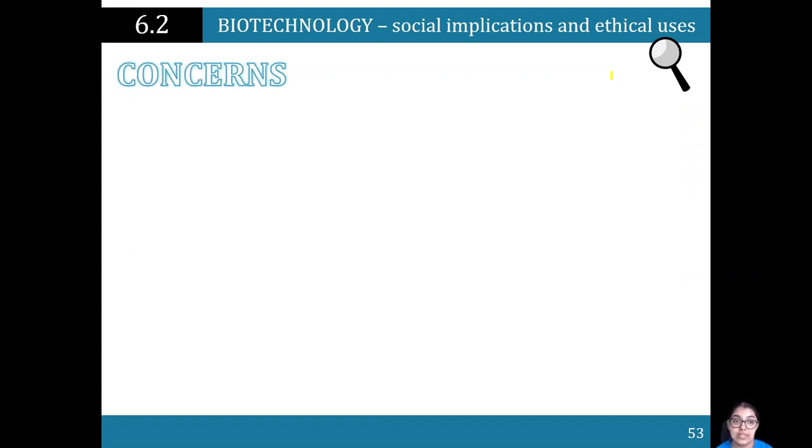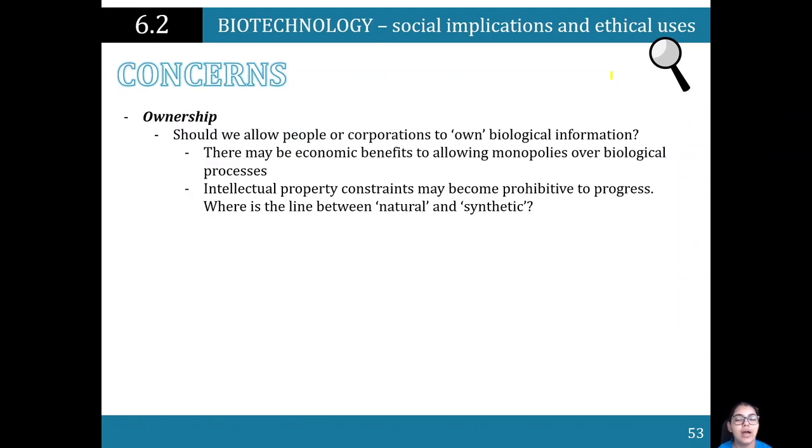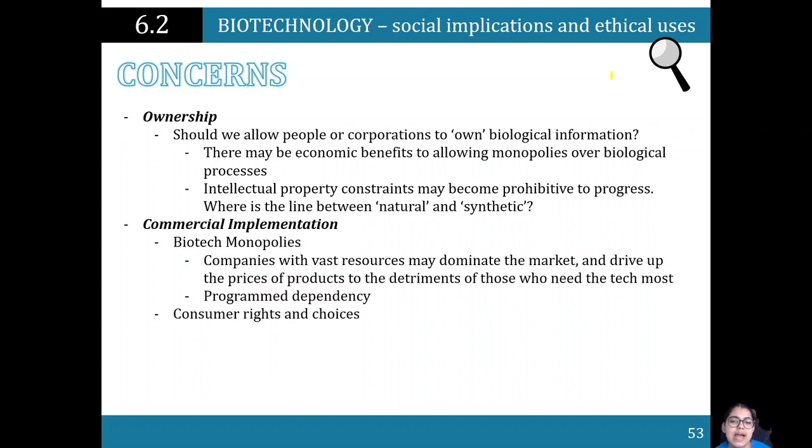Though there are concerns, and many at that. Firstly, ownership. Should we allow people or big corporations to actually own biological information? There can be economic benefits, right? And that can lead to the production of monopolies that possess biological processes, and the intellectual property constraints as well, so they can become prohibitive to process. So there is that line between natural and synthetic that is being blurred.